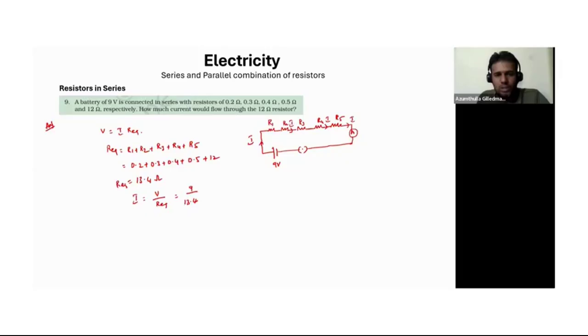3 threes, 3. So I can leave this as 90 by 134. I can write this, right? I multiplied and divided with 10. So this many amps. Now, how much current would flow through the 12 ohm resistors?